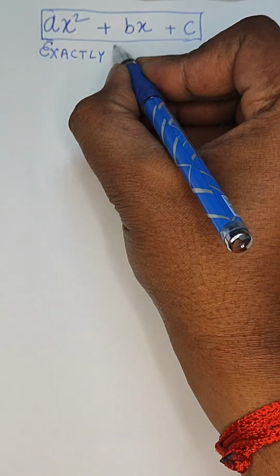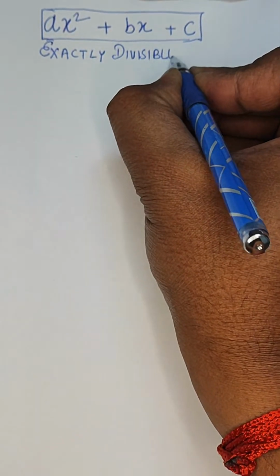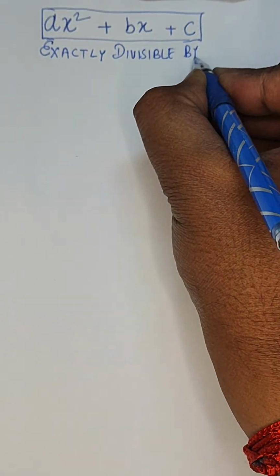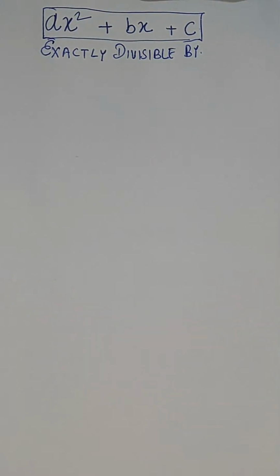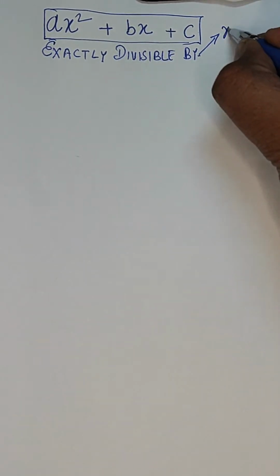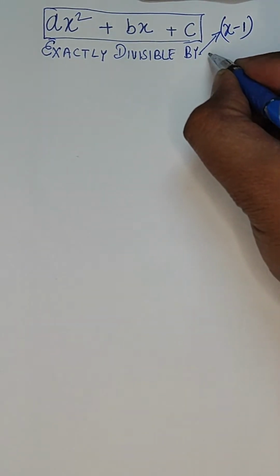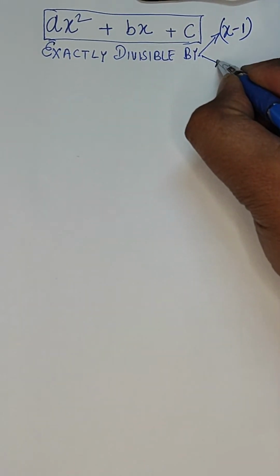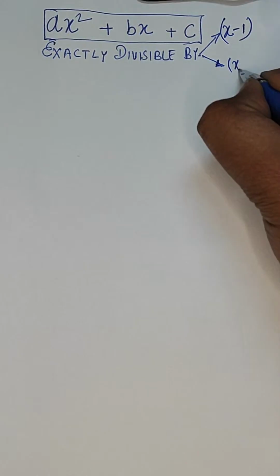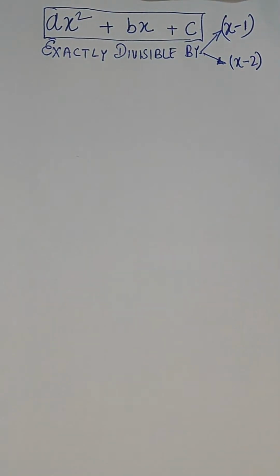exactly divisible by what? x minus 1 and x minus 2. So this is divisible once by x minus 1 and another time by x minus 2, then it leaves no remainder, it is exactly divisible.